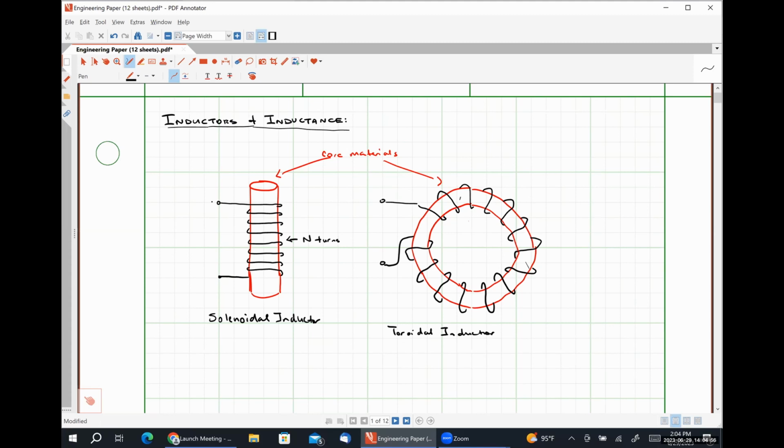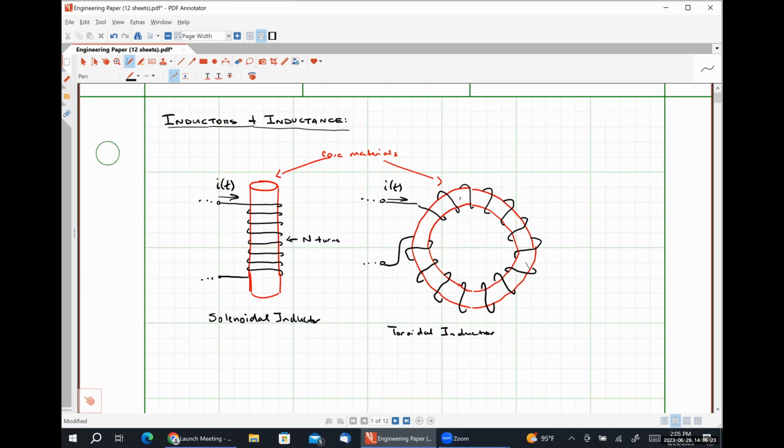So let's say that these inductors are part of a larger circuit such that some amount of current I of t is flowing into this top terminal. I'll do the same thing here.